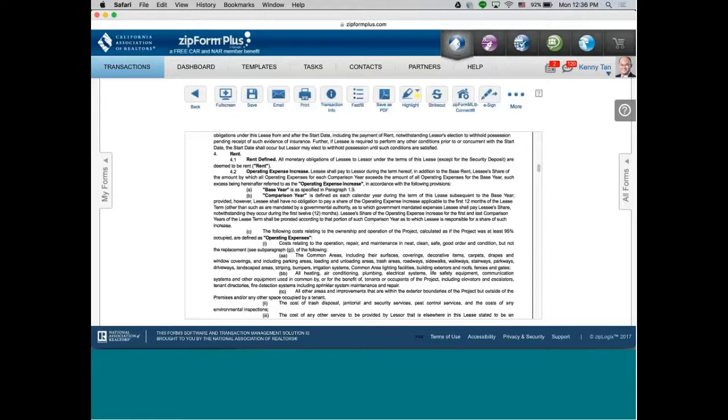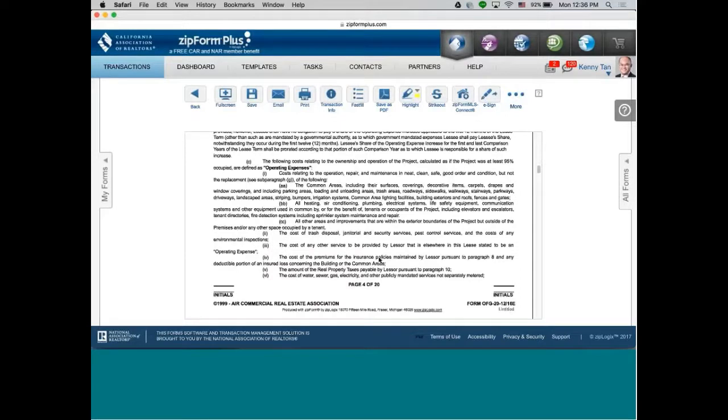All right. Now let's talk about the operating expenses. What are the things that can be included in the operating expenses? I suspect that this one has the same definition as the one in the multi-tenant office net lease. Today we're talking about modified gross lease. Now let's find out if they are the same or different.